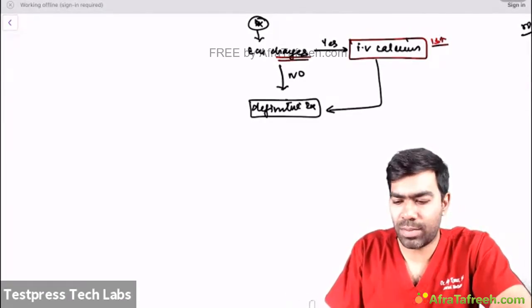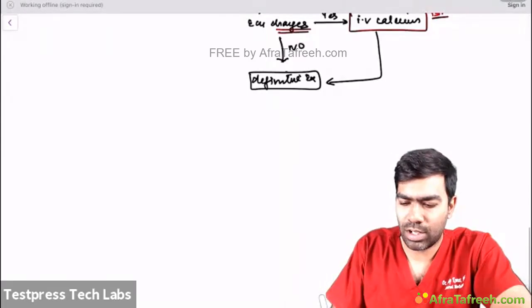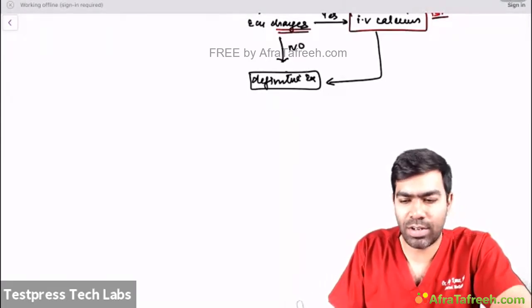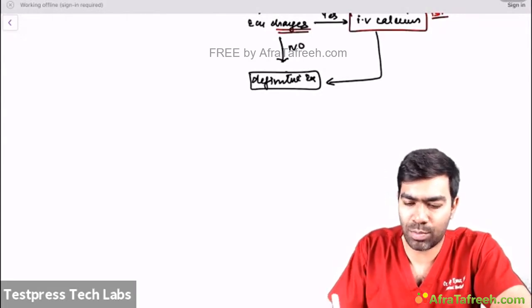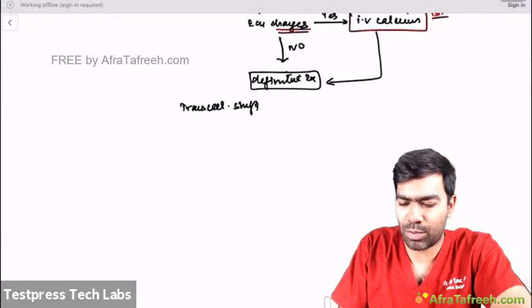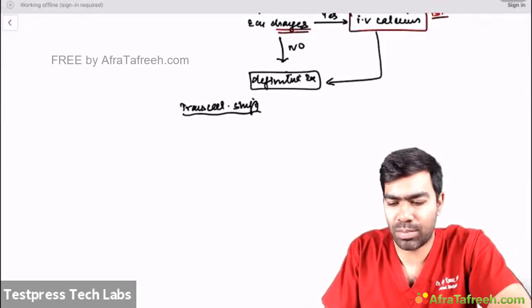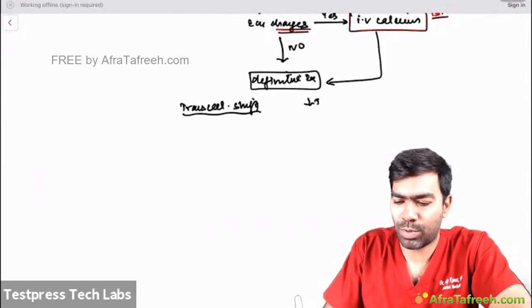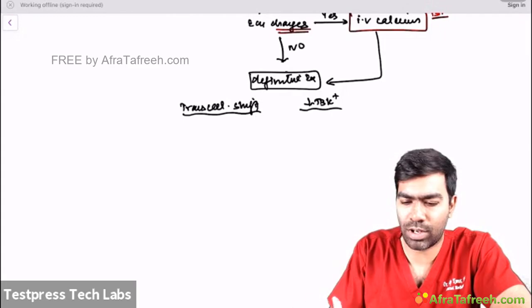Based on definitive treatment, I can divide into two types of drugs. The drugs that produce definitive treatment of hyperkalemia can be divided into either those drugs that produce transcellular shift of potassium, or second possibility is drugs that produce loss of potassium from the body, which means they are going to reduce the total body potassium. I can divide into two kinds of drugs.